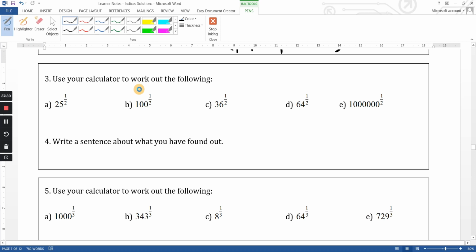Next one, use your calculator to work out the following. So 25 to the power, I'm going to use my fraction button now. So I've got 2 little boxes there, put a little 1 in there, go down, put a little 2 in there. Ooh, so it comes up as 5. Let's try the next one. 100 to the power, press my fraction button again, put a little 1 in there, put a little 2 in the bottom, I get 10. What do you notice about these numbers?